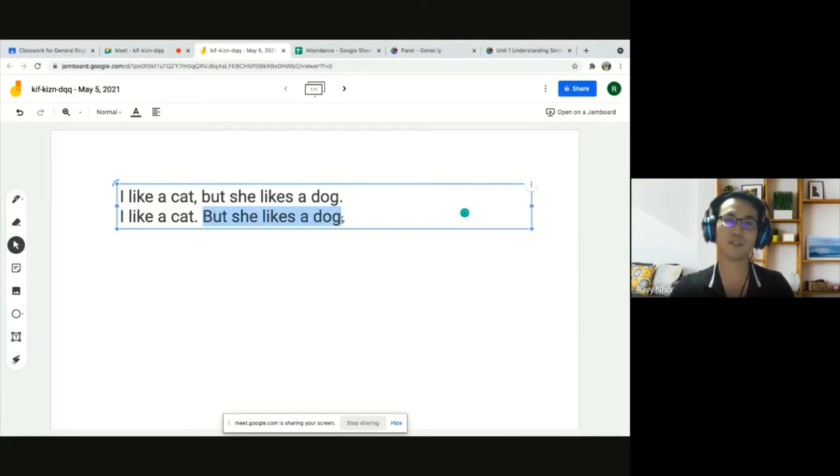It is a dependent clause. This compound sentence here is different, it is only a dependent clause. I like a cat because it is smart.